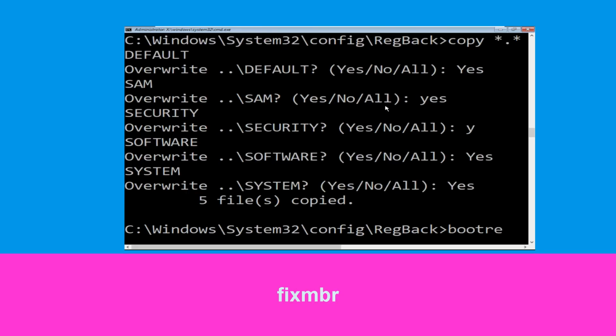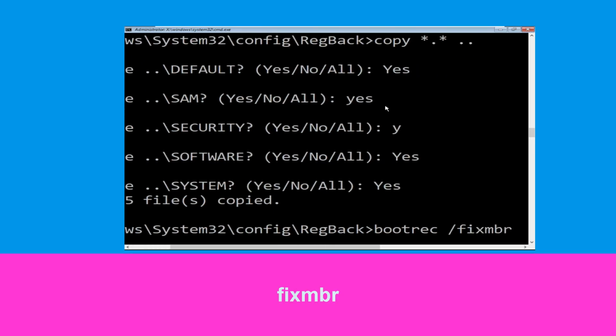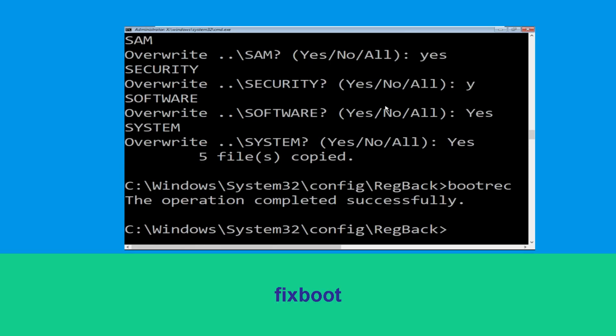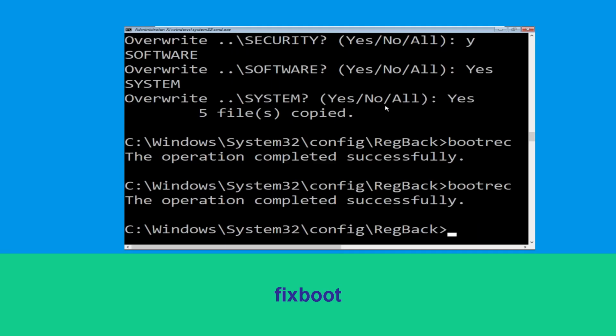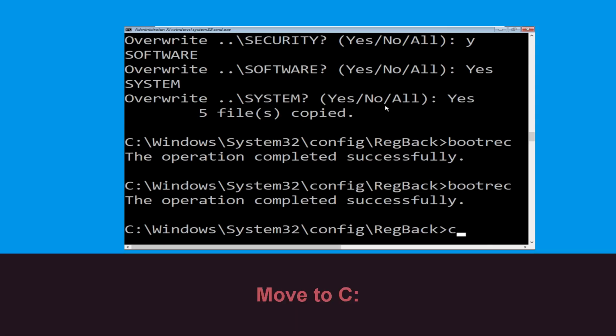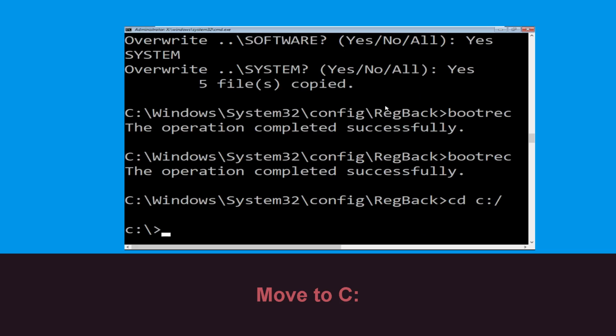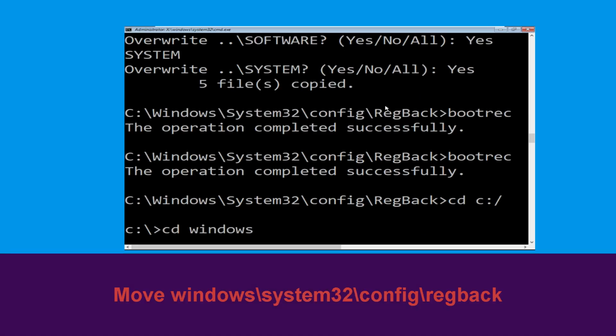Now type bootrec space /fixmbr and hit enter to execute the command. Now type in bootrec space /fixboot and simply hit enter to execute the command. Now type in cd space C:/ and simply hit enter to execute the command. Now type this command cd space Windows /system32 /config /regback and simply hit enter to execute the command.